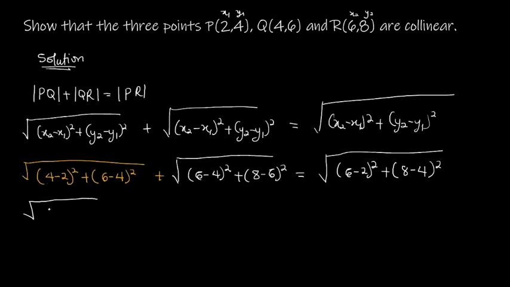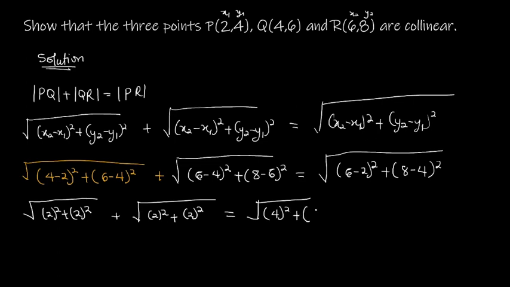4 minus 2, that will give me 2, so it becomes 2 squared, plus 6 minus 4 will give me 2 squared. Plus the root of 6 minus 4 will give me 2 squared, plus 8 minus 6 also gives me 2 squared. This is equal to, then I come to this side, 6 minus 2 will give me 4 squared, plus 8 minus 4 will give me 4 squared. So I have over here 2 squared plus 2 squared, so this will give me 4, this will give me 4, and that will be root 8 at this point.